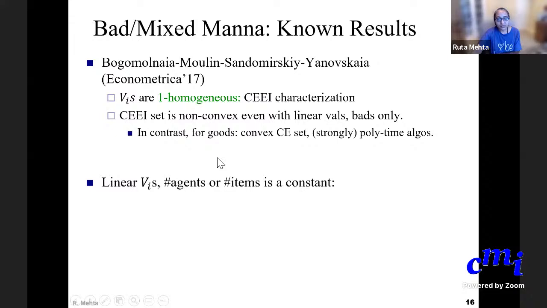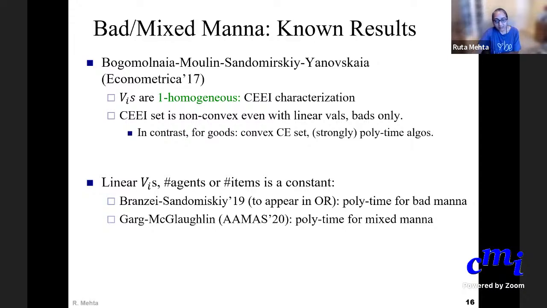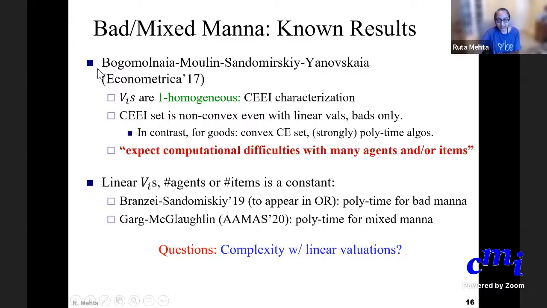There was work on some special cases where the number of agents or items is constant, but people really struggle to go beyond that. So typically these algorithms are all enumerative. They somehow enumerate some kind of configurations, and for each of them check whether the configuration gives us the solution or not. So this was a really remarkable paper. They noted that because of this non-convexity and disconnectedness, we expect that the problem is going to be computationally difficult. So they expected that there might not be any polynomial time algorithm.